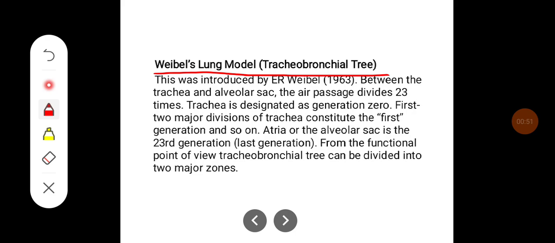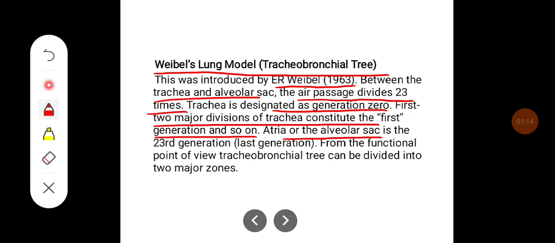Tracheobronchial tree, that is also called Weibel's lung model. This was introduced by E.R. Weibel in 1963. Between the trachea and alveolar sac, the air passage is divided 23 times. The trachea is designated as generation 0. The first two major divisions of the trachea constitute the first generation and so on. The alveolar sac is the 23rd generation, that is the last generation.